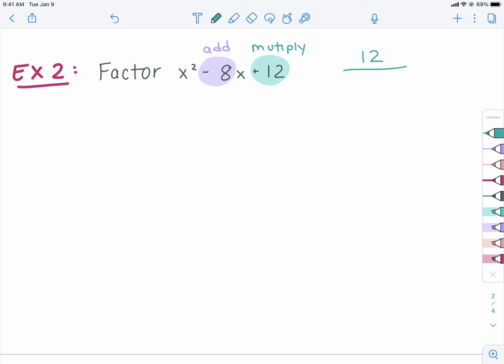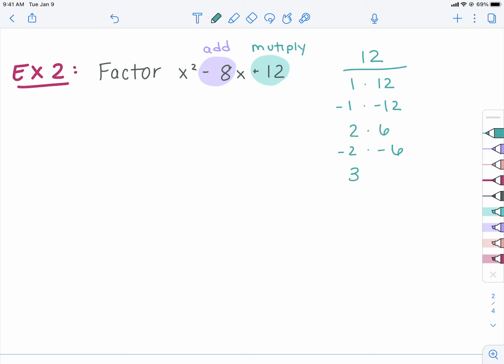So again, I'm going to start with 1 times 12. But I also noticed that I need a negative 8 here. So if I'm going to get numbers that add together to be negative 8, I'm going to need negative numbers, right? So 1 times 12 gives me positive 12, but I can also use negative 1 times negative 12 to get positive 12. And I'm probably going to need negative numbers since I want my middle number to be negative. But I'm going to still list all my factors so that I have all my options to look at. Then I'm going to say, okay, 2 times 6, which also means I have negative 2 times negative 6.